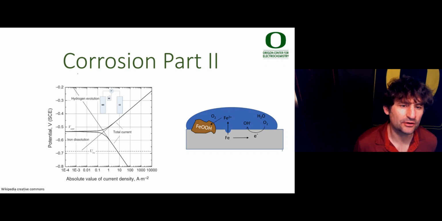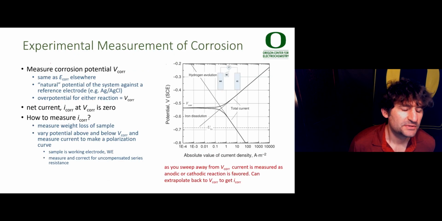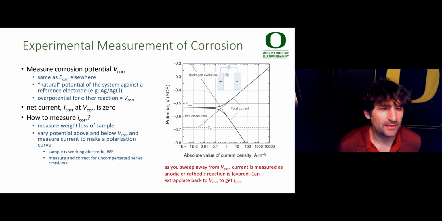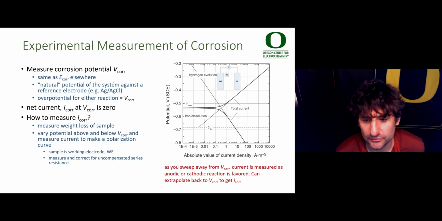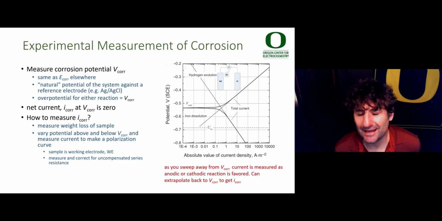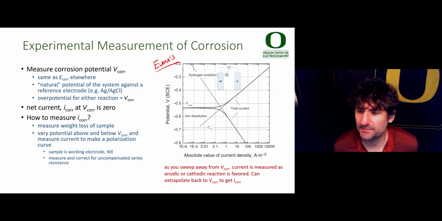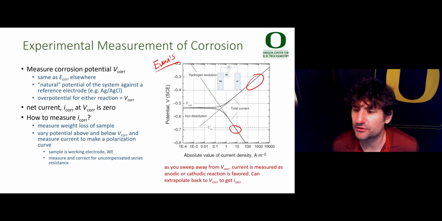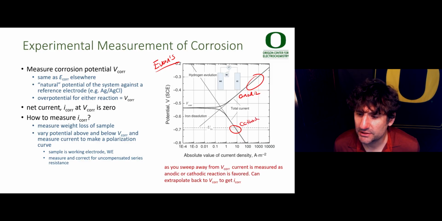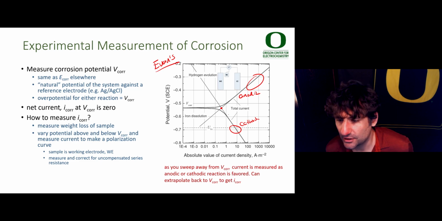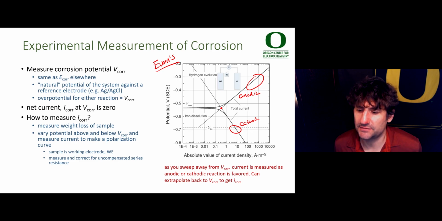Today I'm going to talk more about corrosion. Specifically, I'd like to talk a little bit about experimental measurements of corrosion. Last lecture we talked about Evans diagrams. An Evans diagram typically has two curves on it: one curve representing the anodic process and one curve representing the cathodic process. We talked about how the corrosion potential and the corrosion current were where those two intersected.